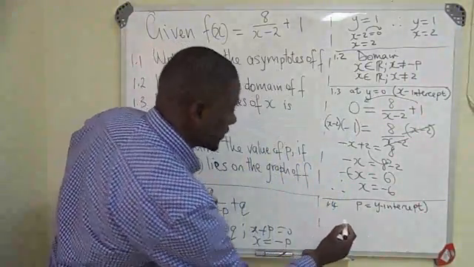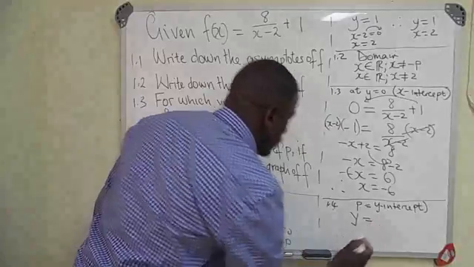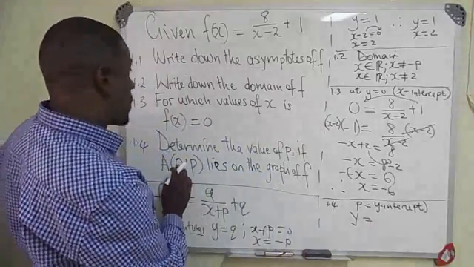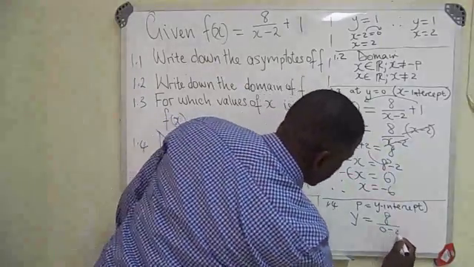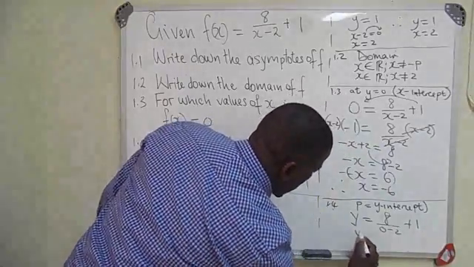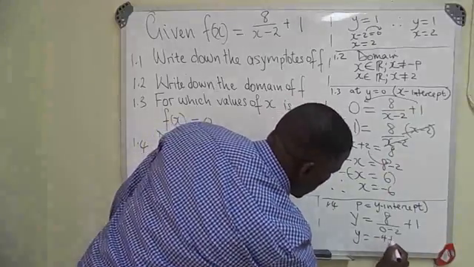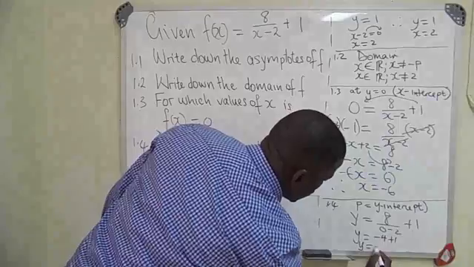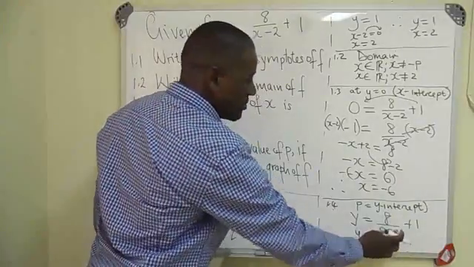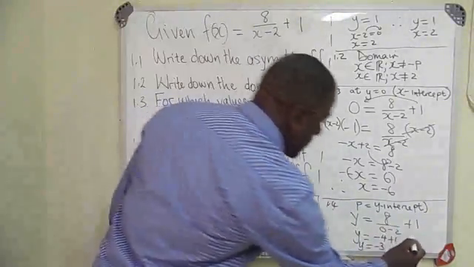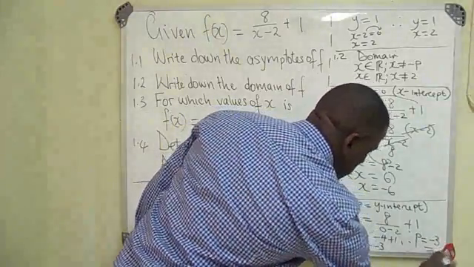So we are going to say, remember f of x is y. So our y is equals to, where there is x, we put 0, is going to be 8 over 0 minus 2 plus 1. So our y is going to be equals to minus 4 plus 1, y is equals to minus 3. Therefore, our p is equals to minus 3.